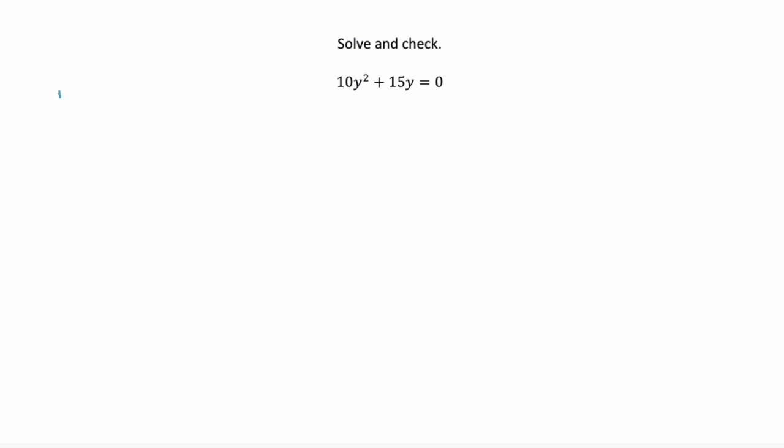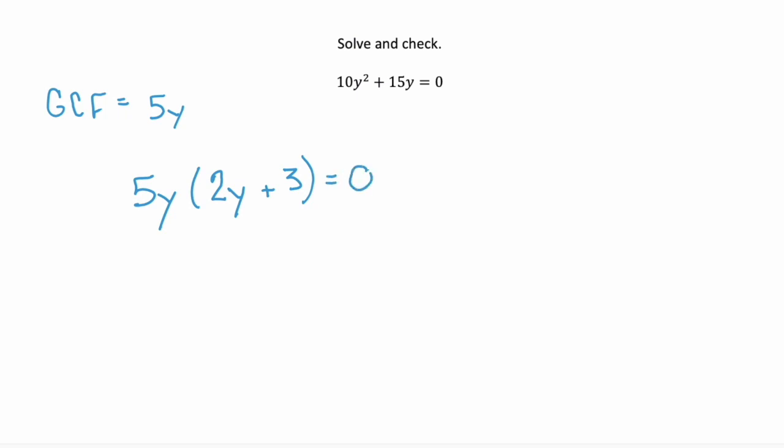But our first step whenever we go to factor is to check for a GCF. And we do have a GCF here of 5y. So factor out that GCF of 5y. The first term is 2y, and the second term is 3. And remember, it's still equal to 0. We want to leave it in that standard form.